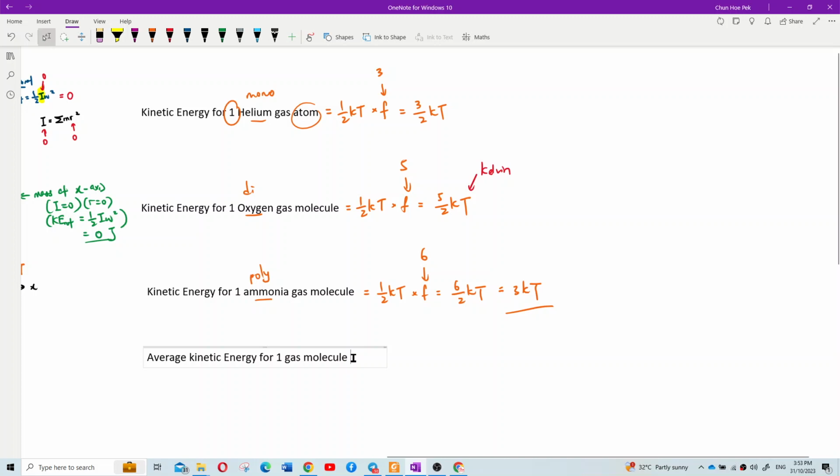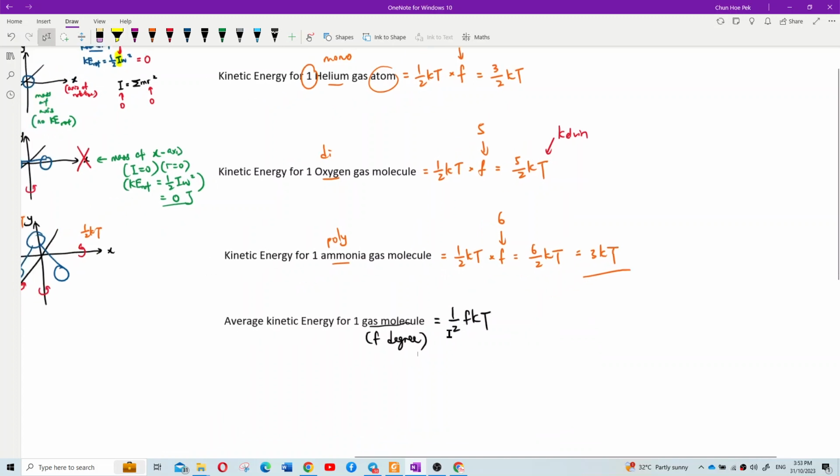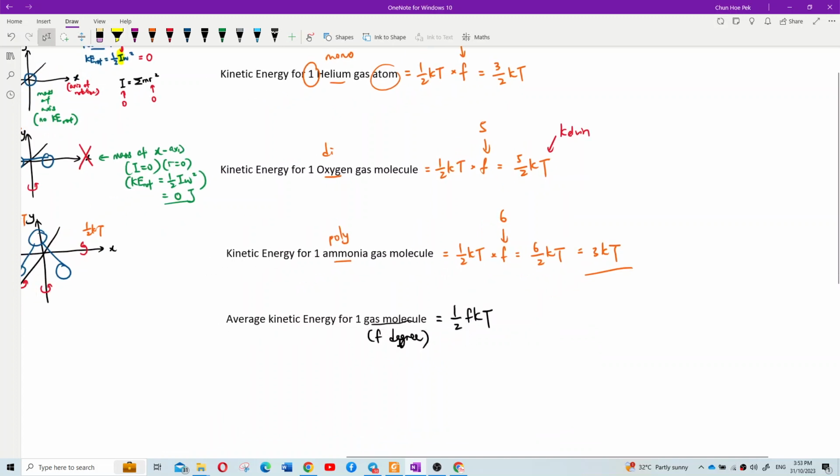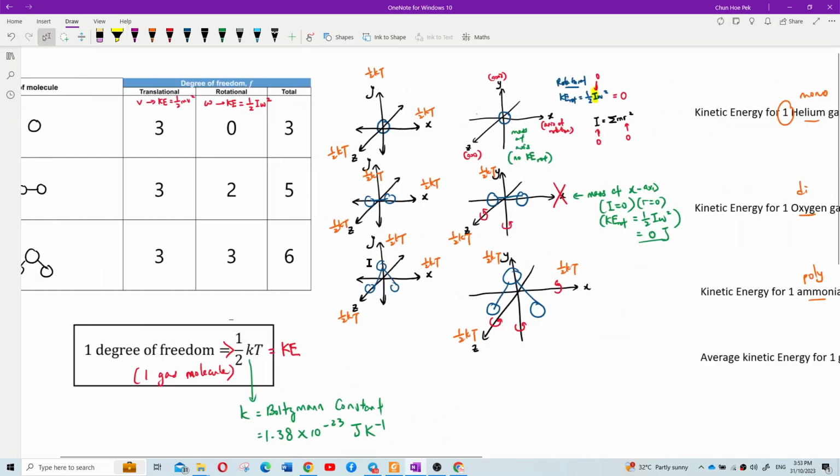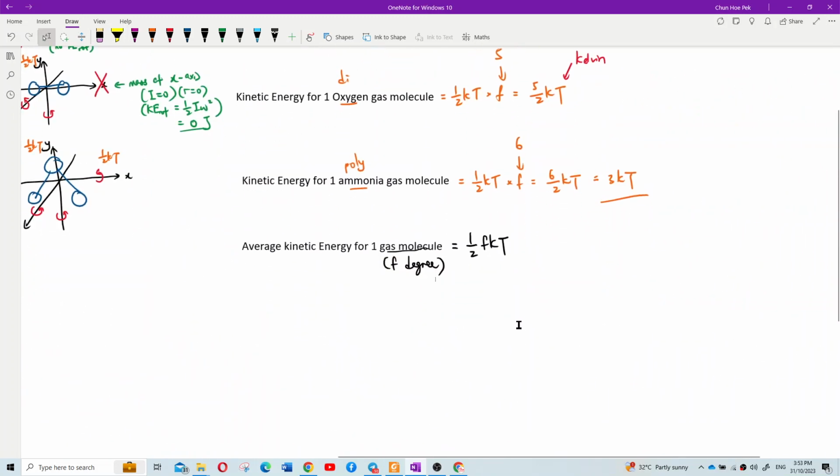is what's the formula, class? The formula is 1/2 fkT. That's the formula, class, for one gas molecule with f degrees of freedom. What is the value of f? It depends on whether it is monoatomic, diatomic or polyatomic. Understand? For one gas molecule.